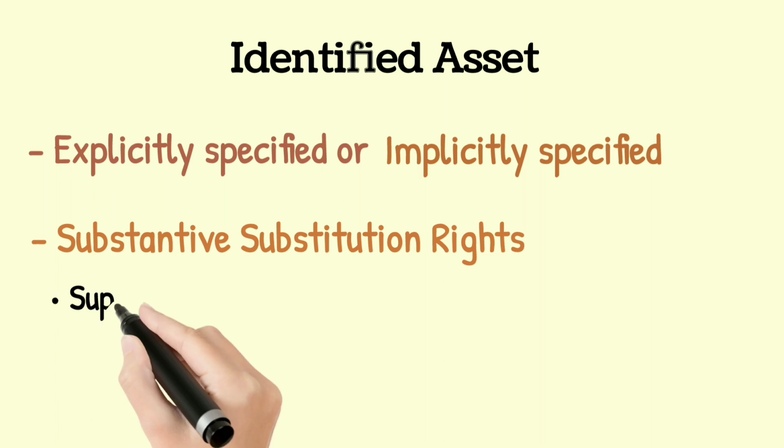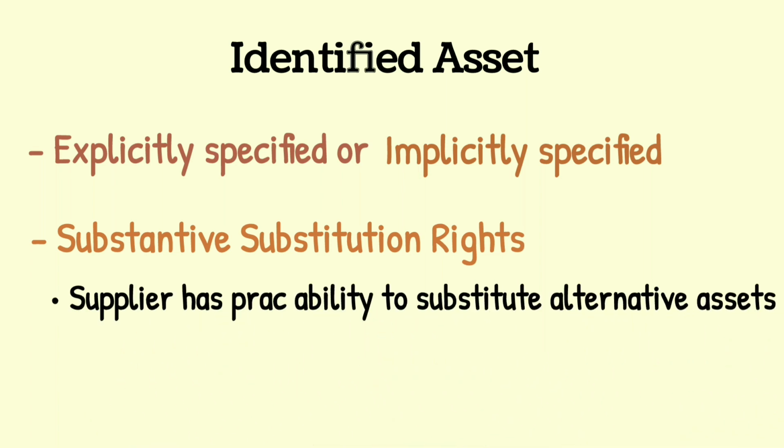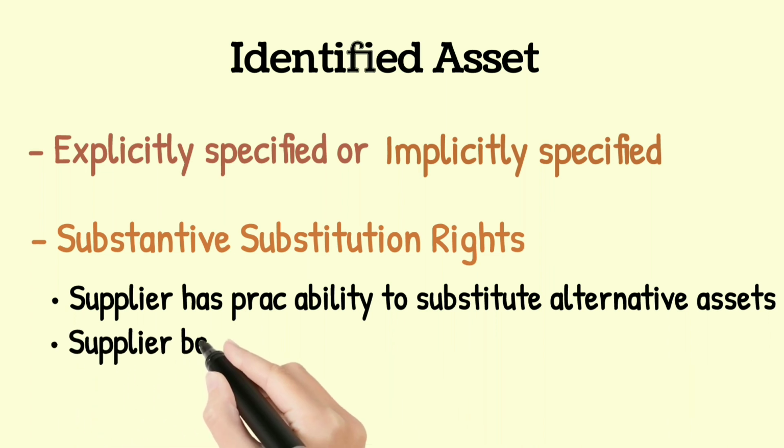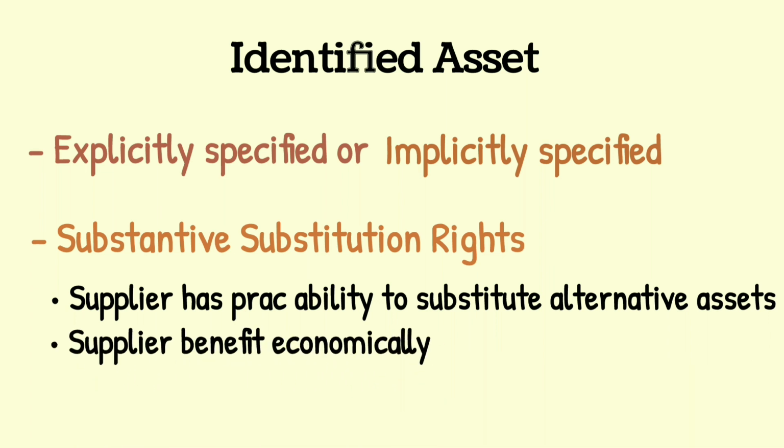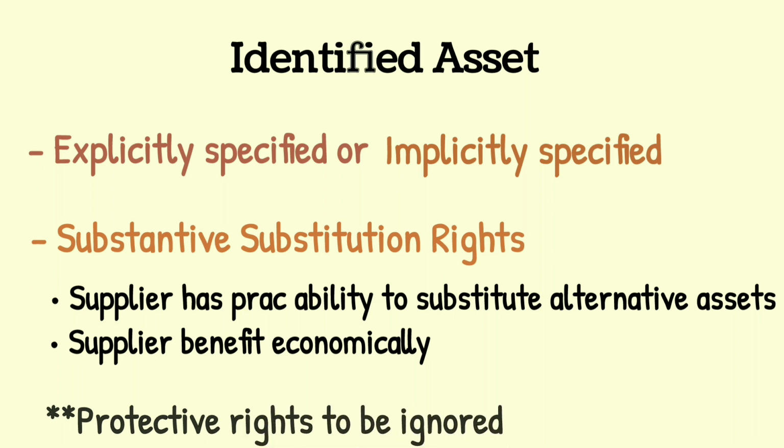Supplier is said to have substantive substitution right if he has the practical ability to substitute the alternative asset, and he would benefit economically from such substitution. This substitution right should be substantive only when it is for the entire period of lease.